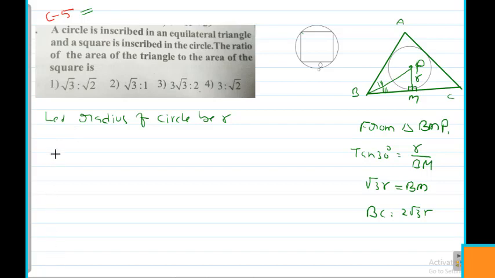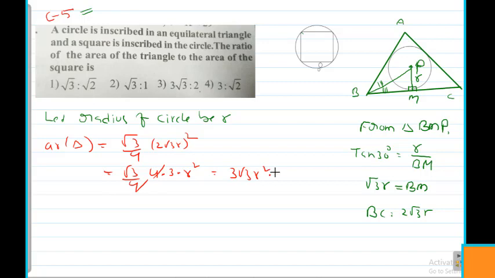So I want to write here, area of triangle equal to root 3 by 4 into side square. Side means 2 root 3 r, whole square. So which is the same as root 3 by 4 into 4 into 3 into r square. 4 gets cancelled. So what will we get, Nana? 3 root 3 r square.